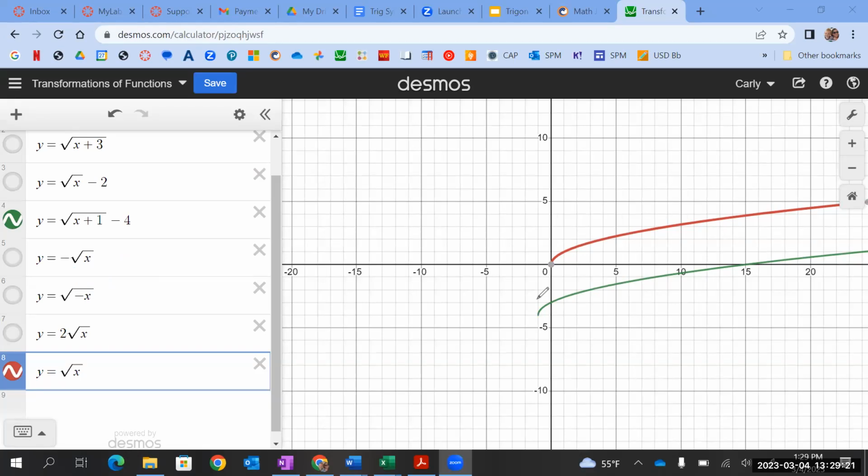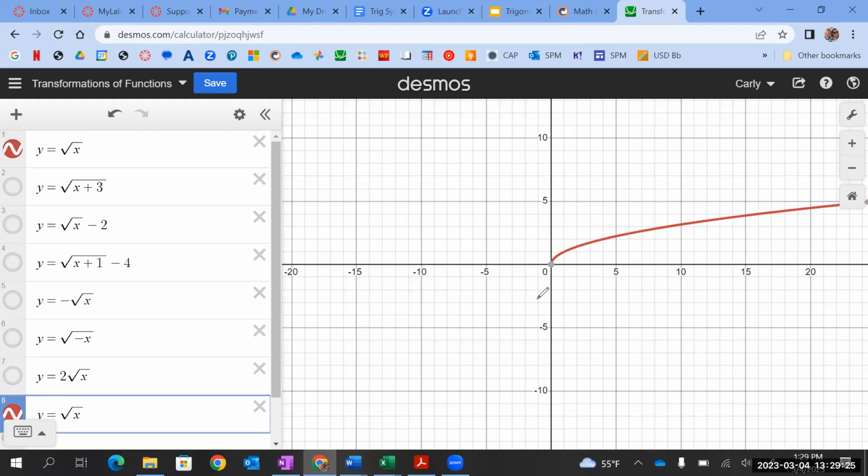Okay, so that is it as far as translations go. That's where we don't really change the shape of our graph, but the graph is moved left or right, or up and down, or both.